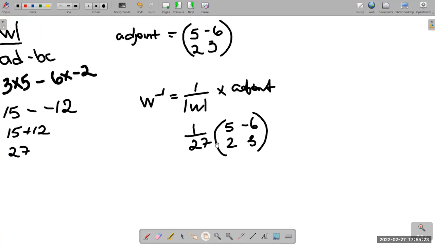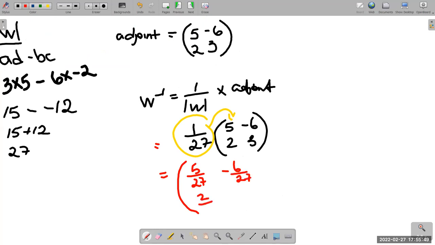How do I apply this to this? How do I apply what is outside to what is inside? Anybody remember? What does this mean? 1 over 27. If I multiply by 1 over 27, it is the same thing as doing what? Dividing by 27. Excellent. So each digit would be divided by 27. So it's going to become 5 over 27, -6 over 27, 2 over 27, 3 over 27.